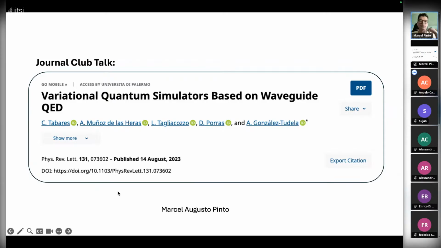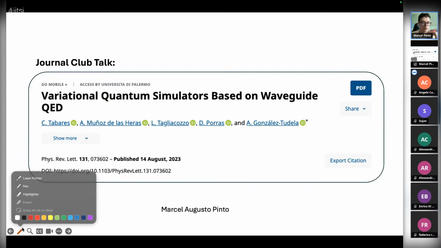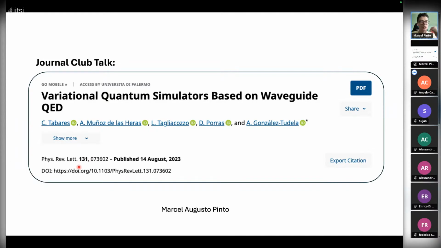It's a PRL from. Do you see my pointer? Let me go like this. Yeah, we do.